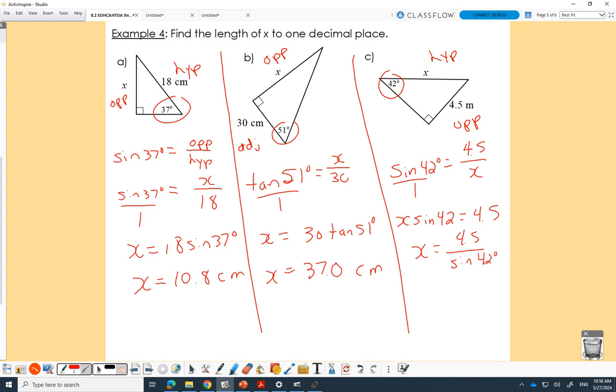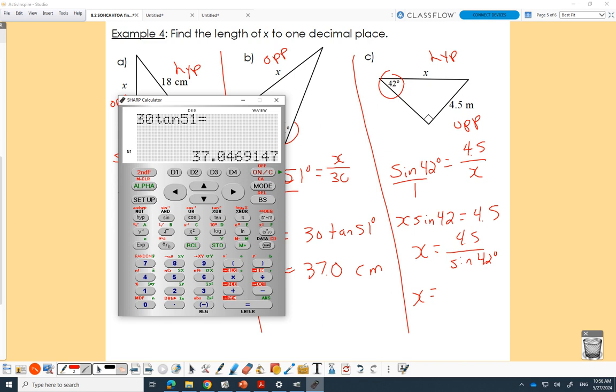So if Austin had to ask an on-task question there, he would have said, what happens if the x is in the denominator? You're going to have one more step. Yeah, after you cross multiply, you're going to have to keep going one more time. So x equals 4.5 divided by sine 42 equals, do you get 6.7, friends?